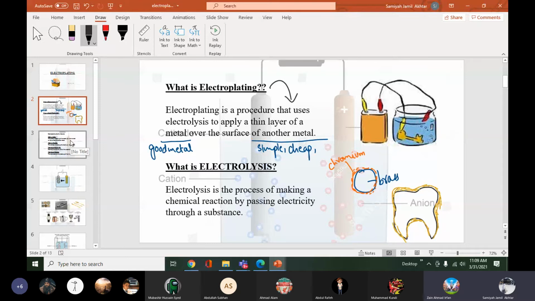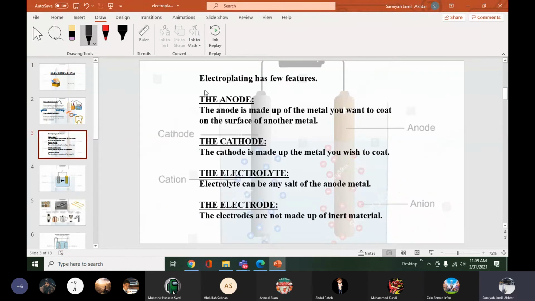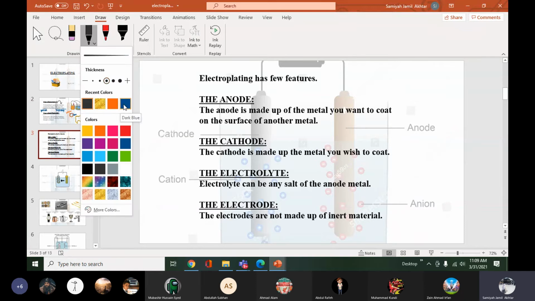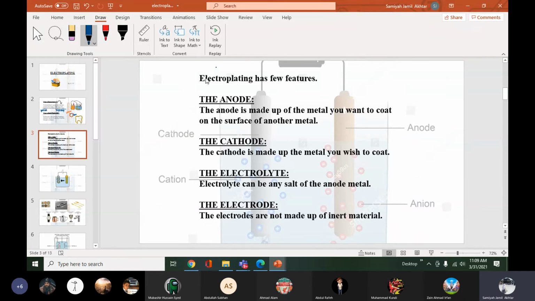Okay, now a few minutes are left, so we can do this slide. It's actually the same electrolysis. We have anode, cathode, electrolyte, everything is the same, but there are some differences. First of all, the anode is made up of the metal you want to coat on the surface of another metal. So the anode is made up of the good metal which you want to coat.